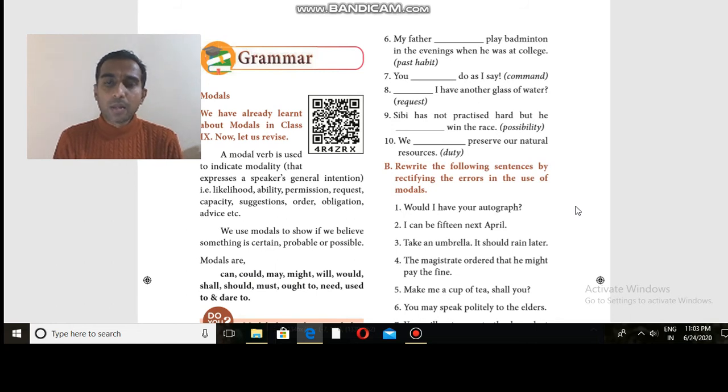And then the tenth one, we dash preserve our natural resources. So here it is about our duty. We should preserve our natural resources. Duty.